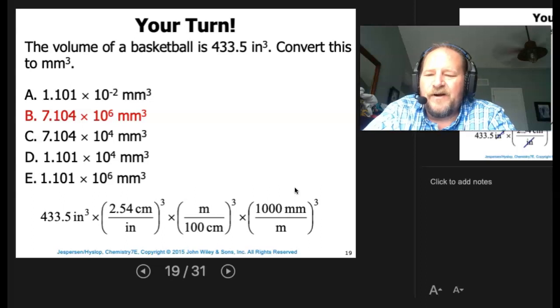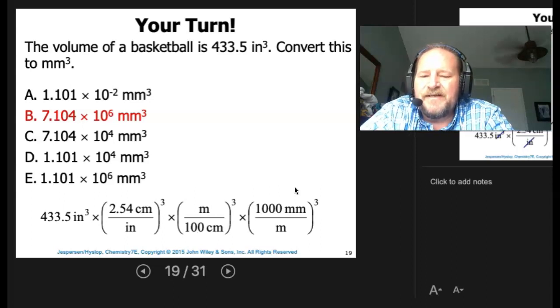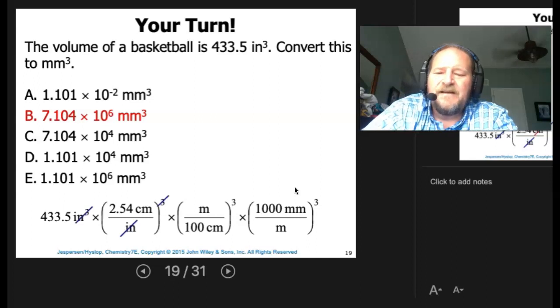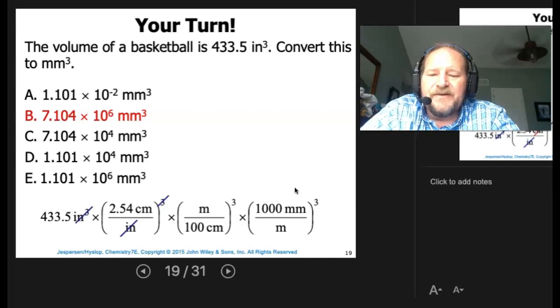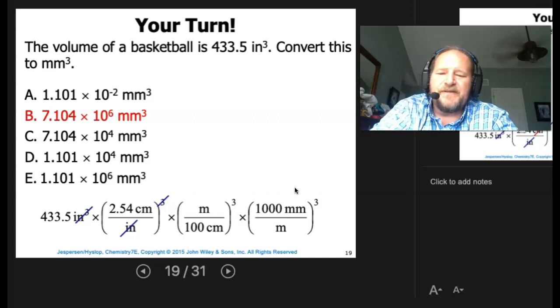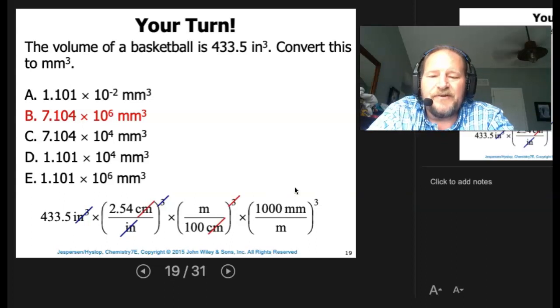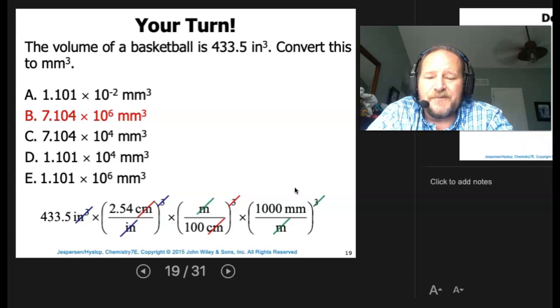Here's how it goes. We have 433.5 inches cubed times 2.54 centimeters cubed per inch cubed. Inches cubed would cancel out. Then we have meters cubed per 100 centimeters cubed. So here our centimeters and centimeters cancel out along with our cubed again. And then we have 1,000 millimeters per meter. Also needs to be cubed. So our cubes will cancel out. Meters will cancel out with meters. We'll be in millimeters. And that's how we got 7.104 times 10 to the 6th.